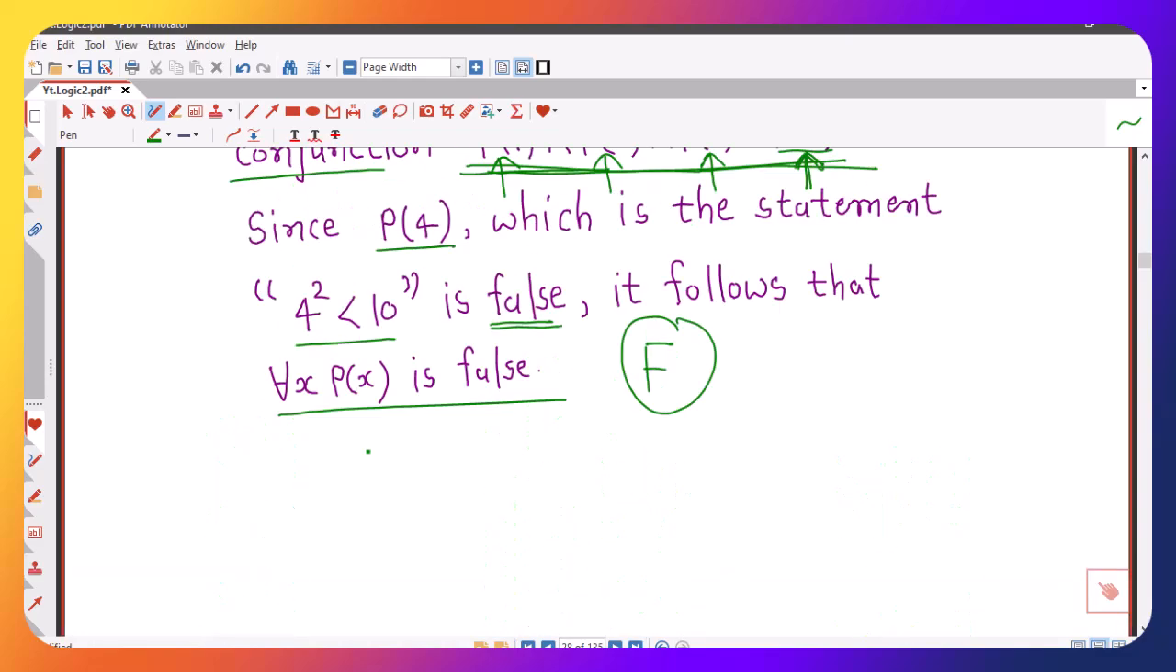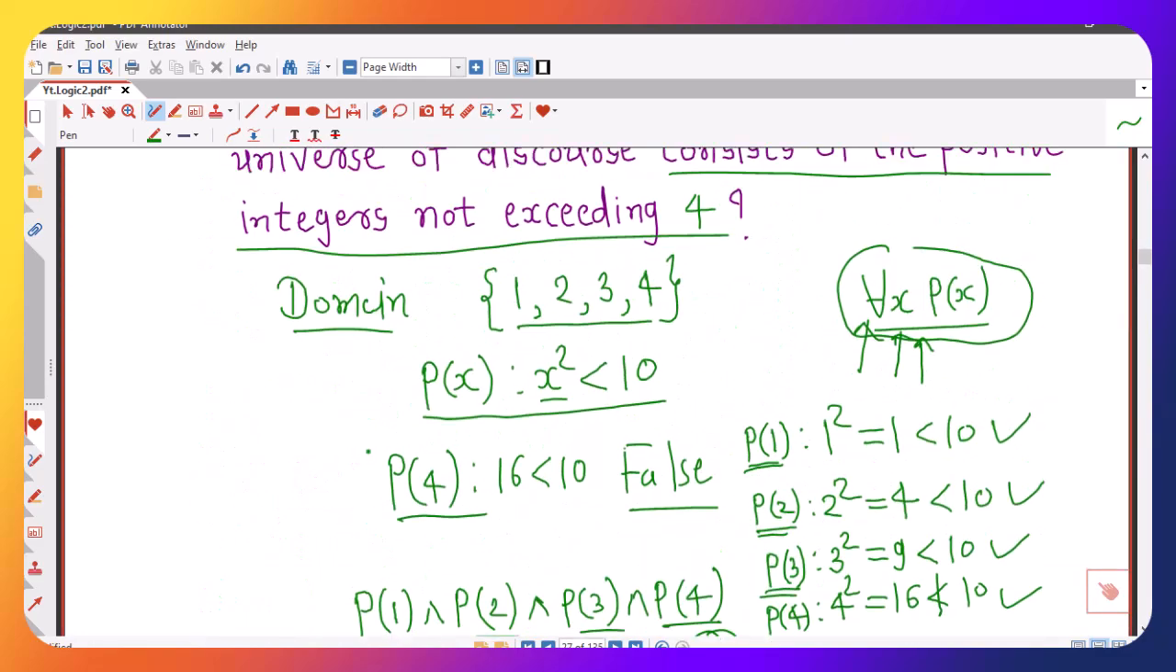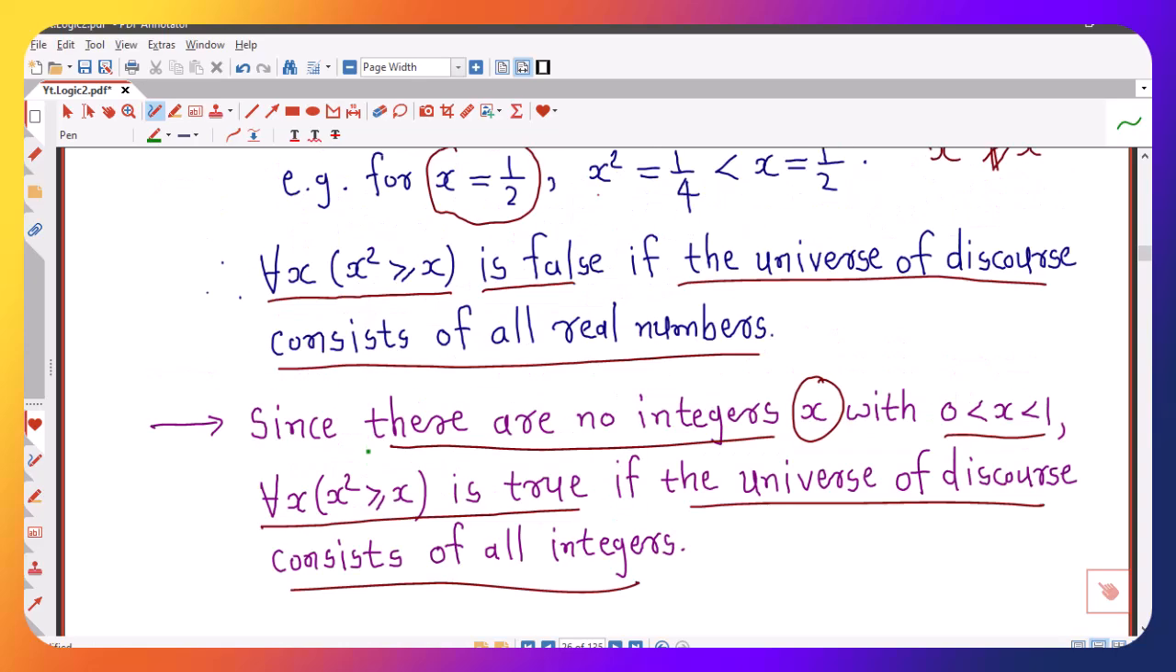So this is all about this session. In the next session we will discuss the existential quantifier.